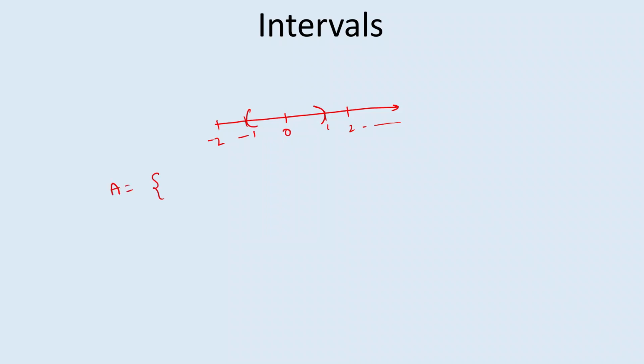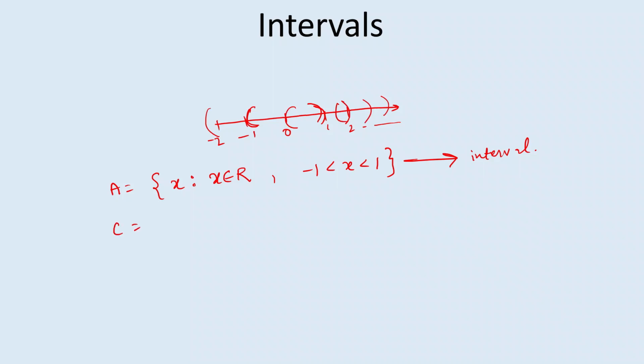of all those x's where x belongs to the set of real numbers and we restrict x between -1 and 1. So this is actually an interval. So this interval lies between -1 and 1. Similarly, there could be other intervals as well, from 0 to 2, from 3 to 4, from -2 to 3. So all these are actually intervals.